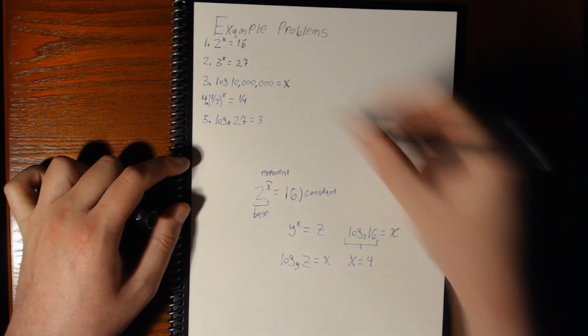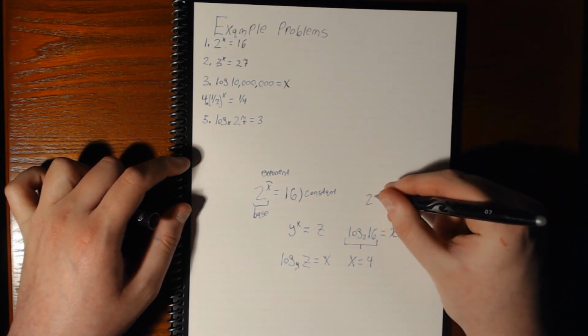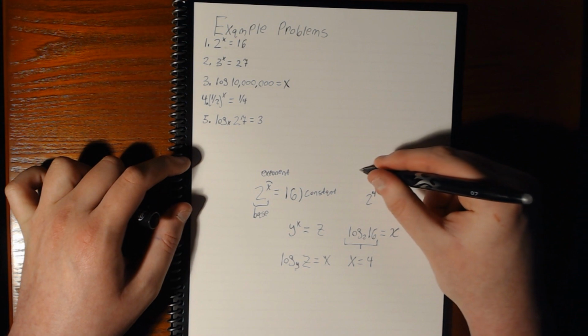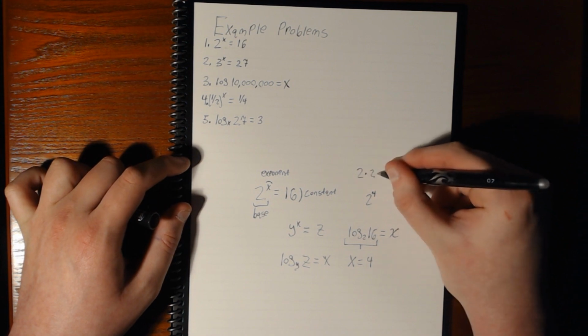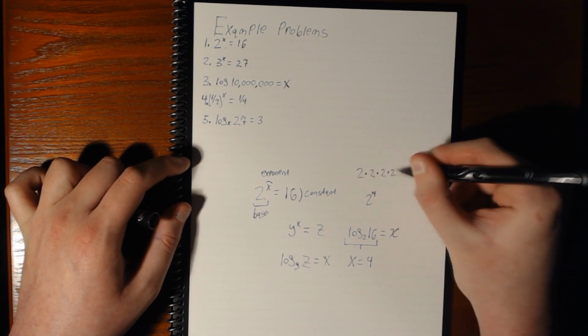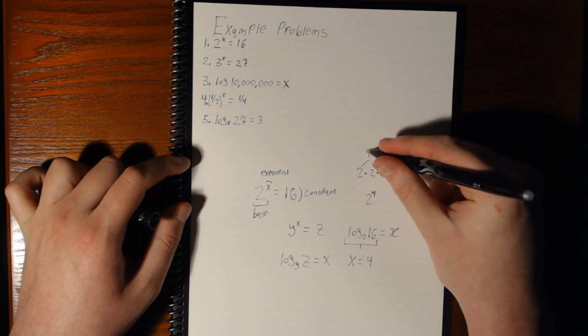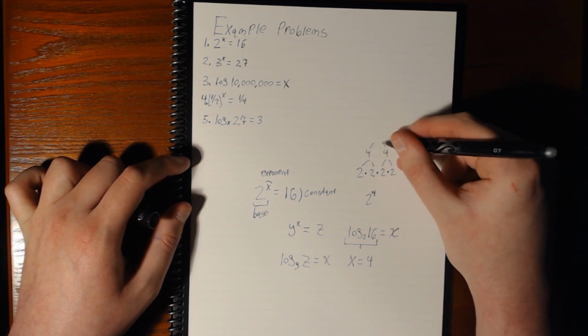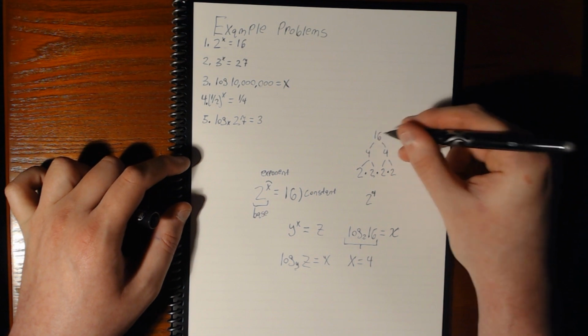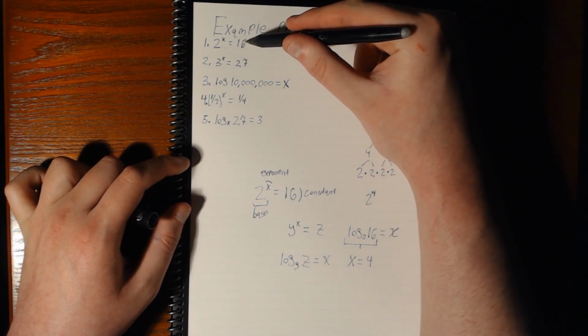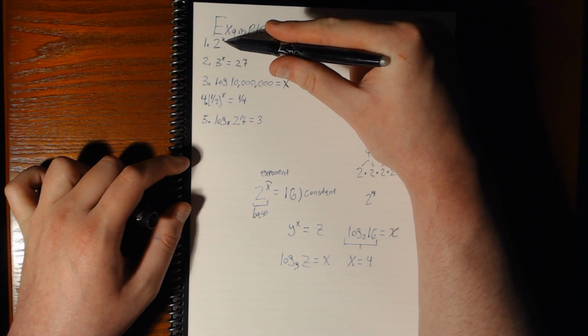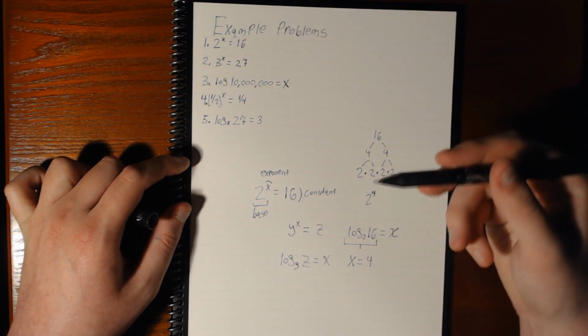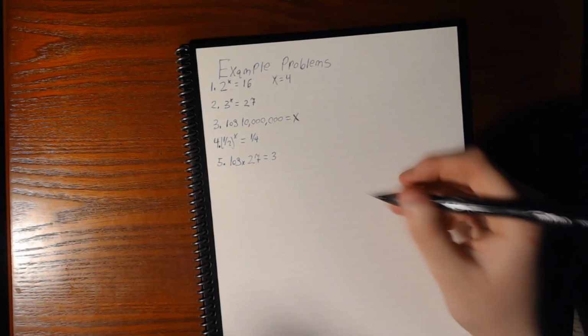So if we take 2 and plug it in, we take 2 to the 4th power. That means we have 2 times 2 times 2 times 2. 2 times 2 is 4. 2 times 2 right here is also 4. And 4 times 4 equals 16. And we look at that, yep, we got 16 right there. So therefore, x does equal 4, and we've got the correct answer.